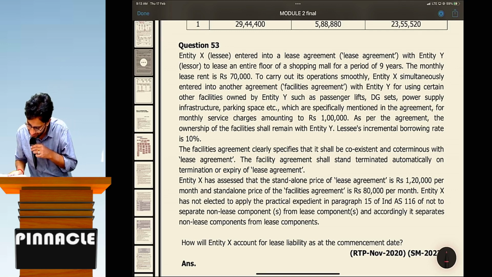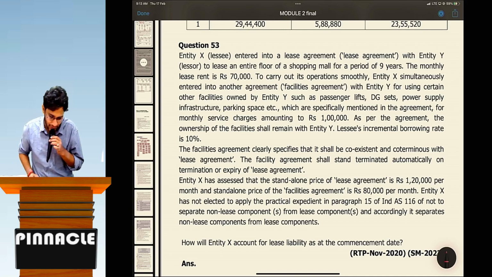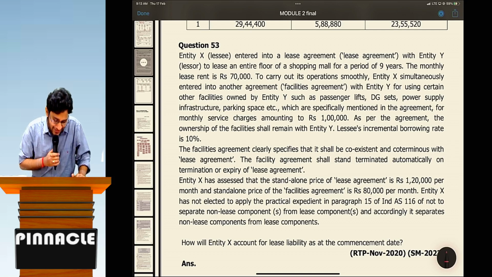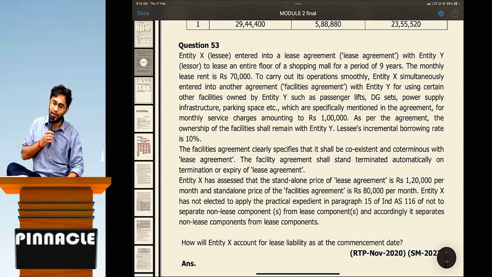Printing error, I'll check once. No, that's all. That's correct only. No, 1 lakh only. Continue. What can you do, sir? That's how they agree. As per the agreement, the ownership of facilities shall remain with entity Y.